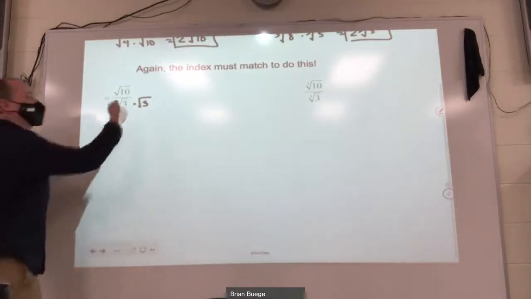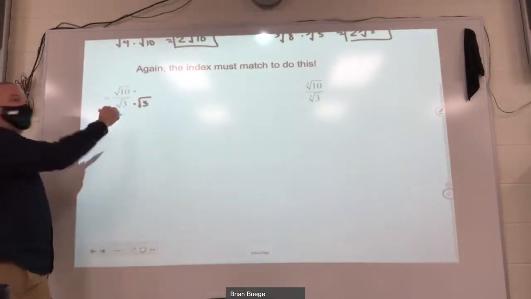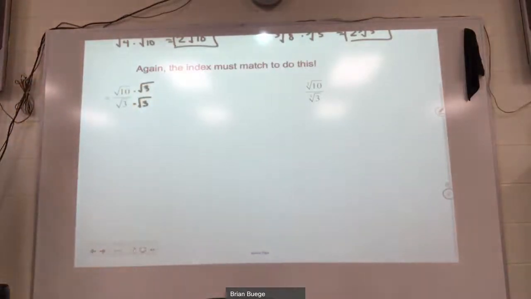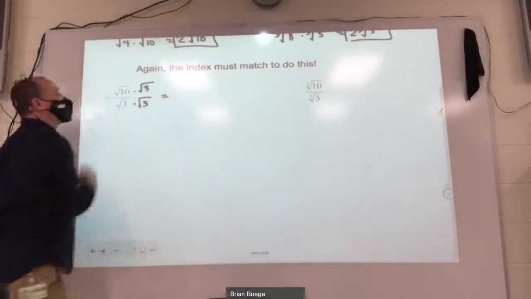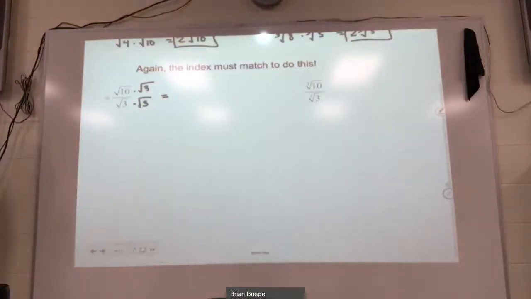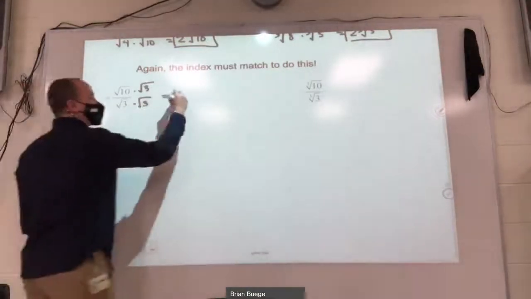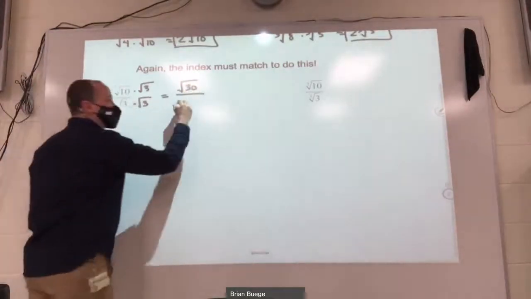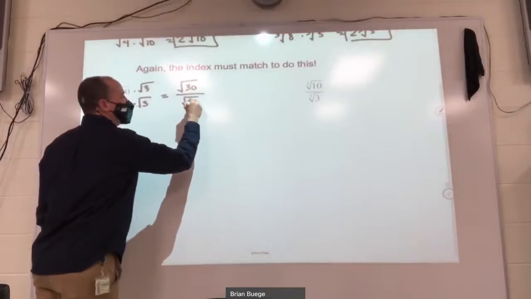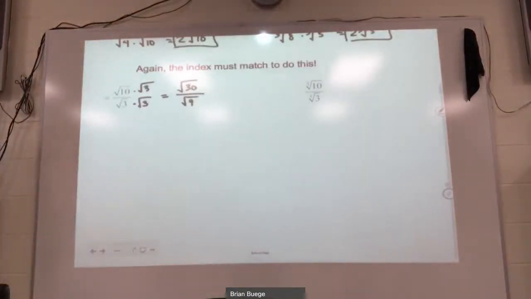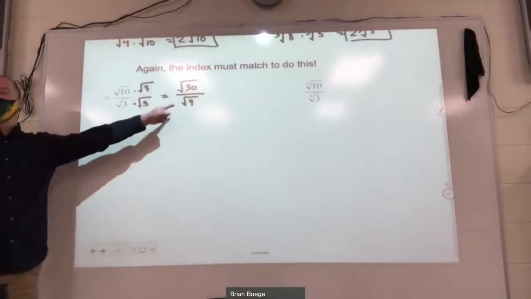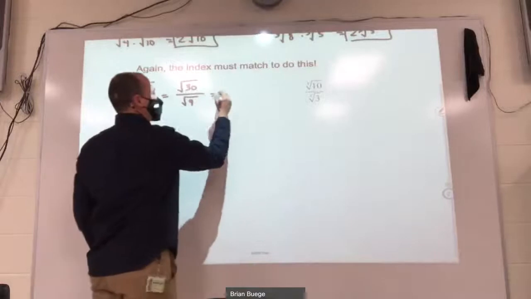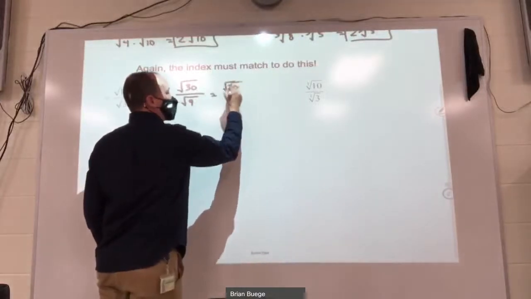That's what's happening. But as always, anything you do to the denominator, you have to do to the numerator as well. So now, if we go through and we multiply, now we've got the square root of 30 over, when I multiply those, we get the square root of 9. Or if you'd rather, you could just go straight to it. You could just say that this is the square root of 30 over 3.